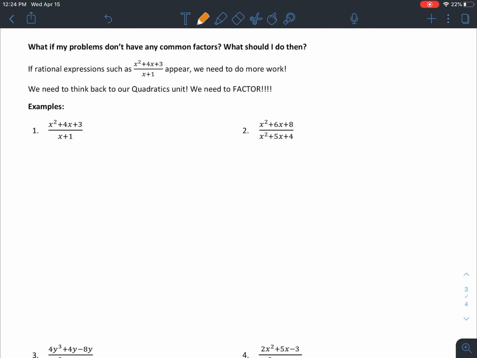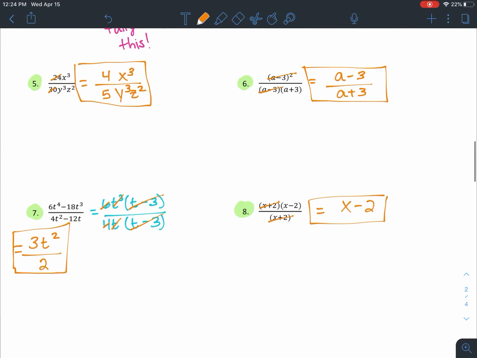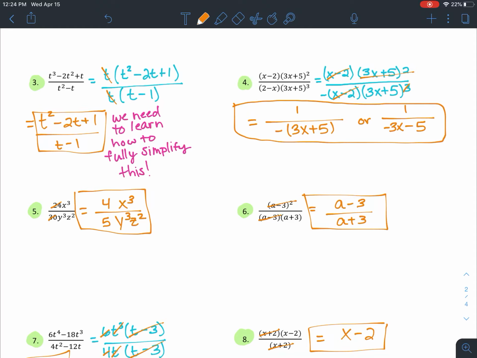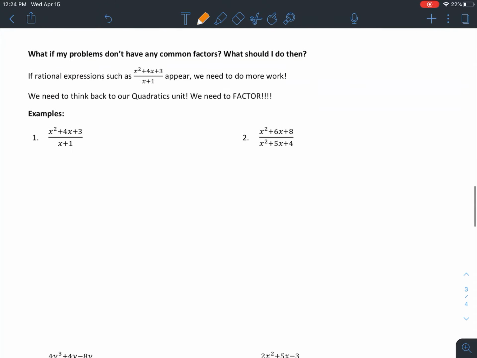So there was a problem that we didn't know how to solve up here. That was number 3, where I put in pink. We need to learn how to fully simplify this because it's not fully simplified yet. So that's what we're going to learn how to do today.